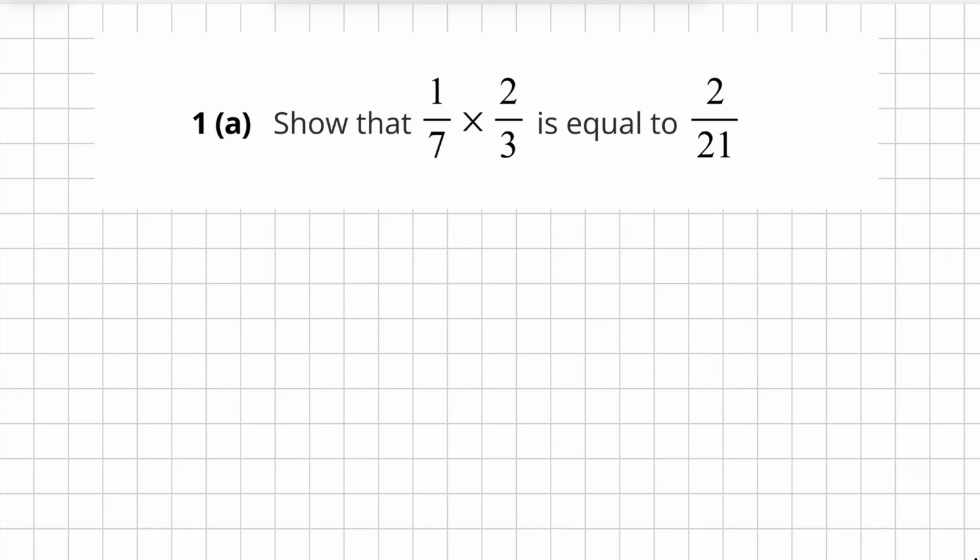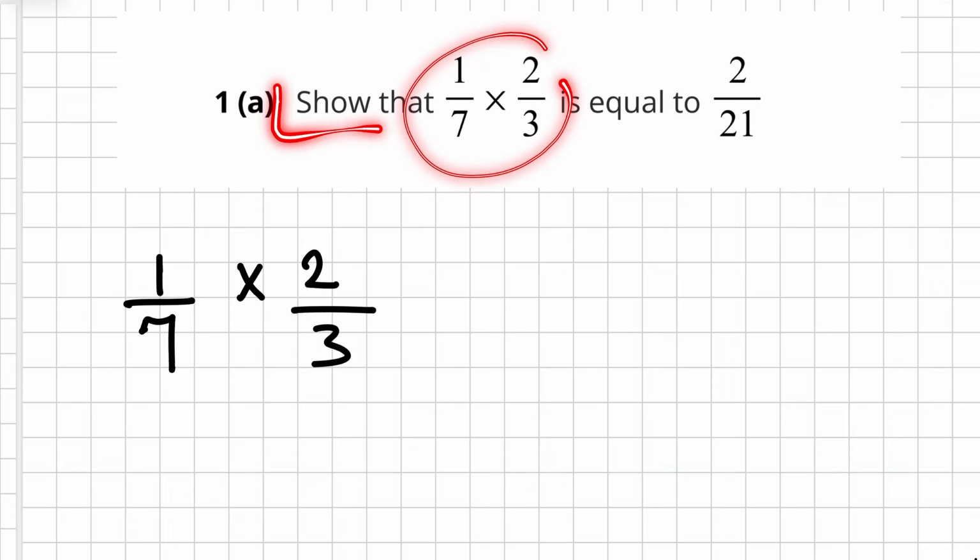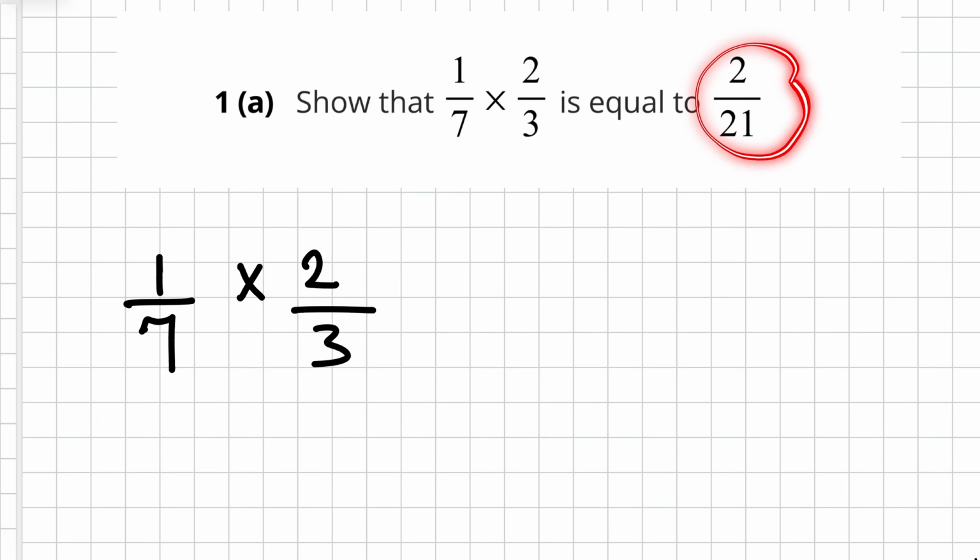Try to solve the question before I start solving it. Okay, so as you can see here, we have 1 over 7 times 2 over 3. So remember, guys, we don't have to make denominators the same here. Before that, the question asked me exactly to show that this is equal to that. So we already have the answer. We just need to show how it's done using these steps.